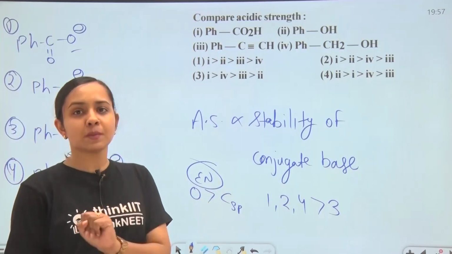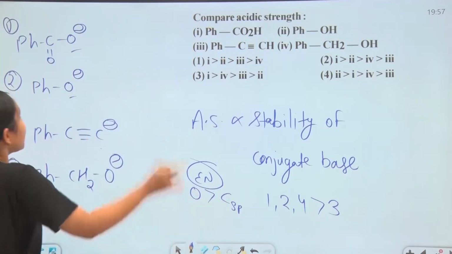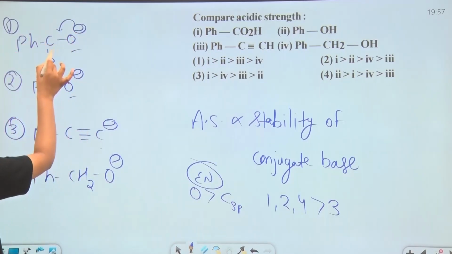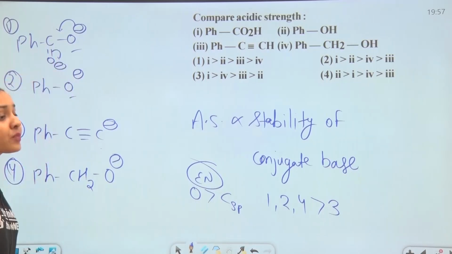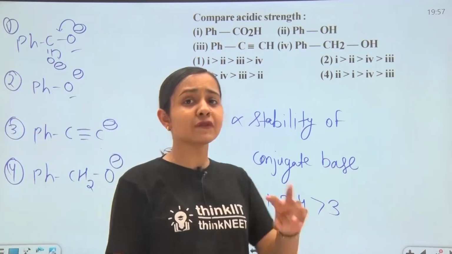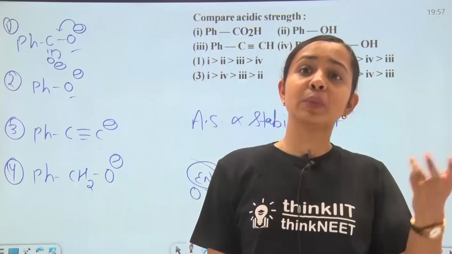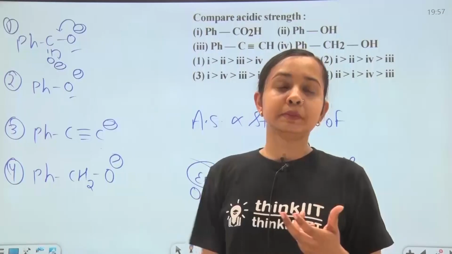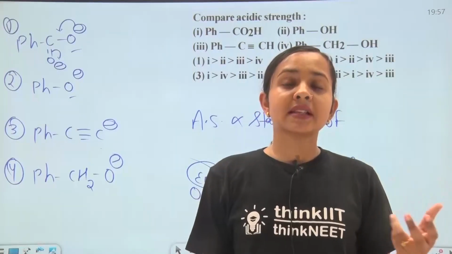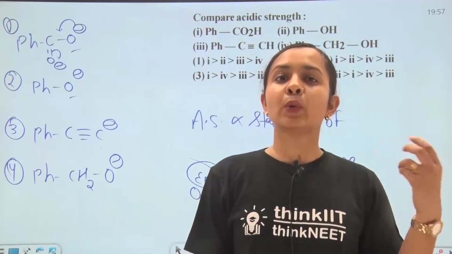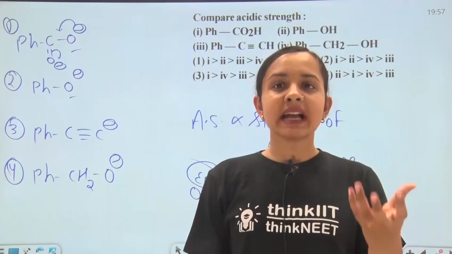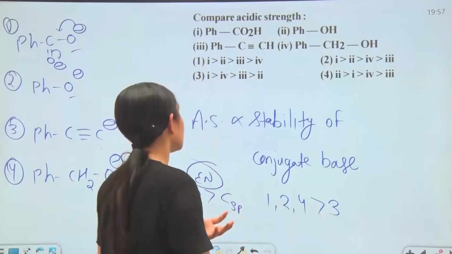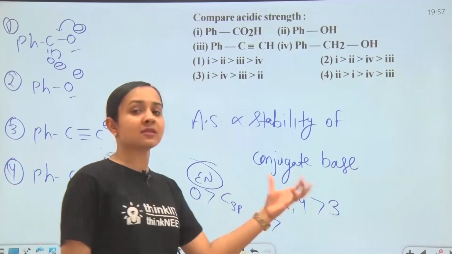In the first conjugate base, you can see that this negative charge will participate in the resonance, and by resonance the negative charge will come again at the oxygen atom. So after the resonance, negative charge will come on the more electronegative atom, and this is the equivalent resonance, and we know that equivalent resonance will be more stable. That's why this conjugate base is more stable, and that's why it has most acidic nature. So first is most acidic in nature, then second and fourth.